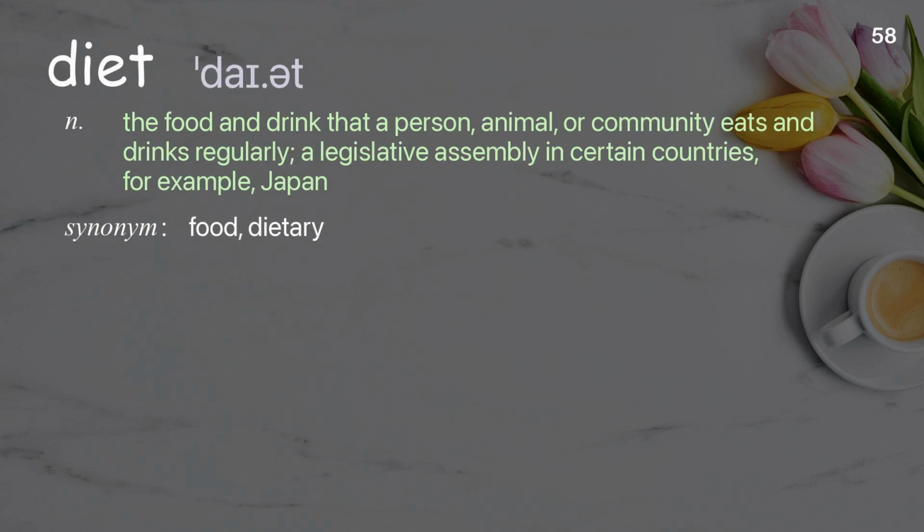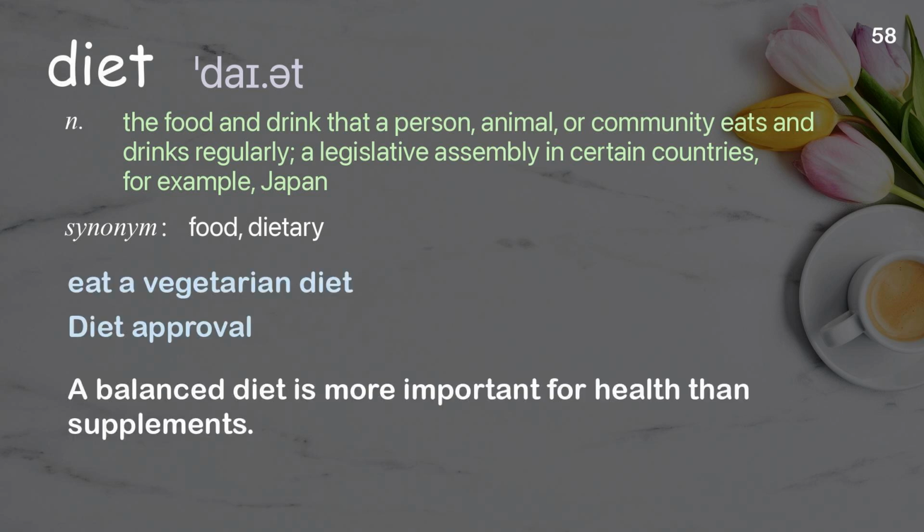Diet. The food and drink that a person, animal, or community eats and drinks regularly, a legislative assembly in certain countries, for example, Japan. Examples. Eat a vegetarian diet. Diet approval. A balanced diet is more important for health than supplements.